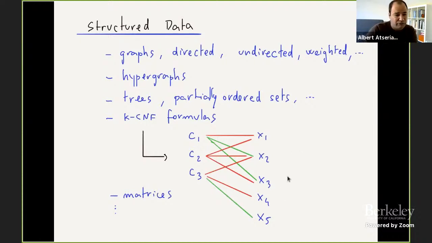So even though KCNF formulas are quite a low-level representation of data, they are still more structured than just plain bit strings. Other types of data which we might want to manipulate are matrices, which also have some structure, and we'll get back to it later again. So if data has structure, then why do we break the structure completely and turn it into bit strings? And that is actually a problem.